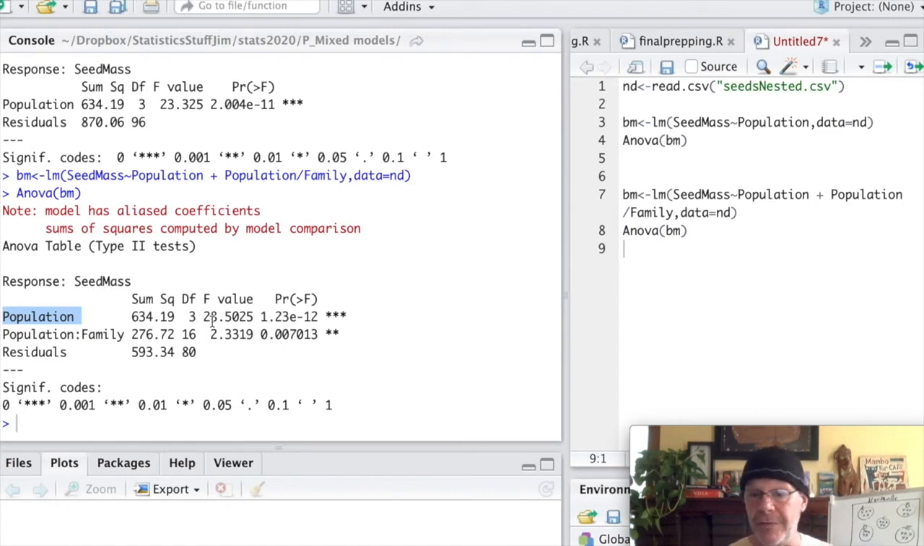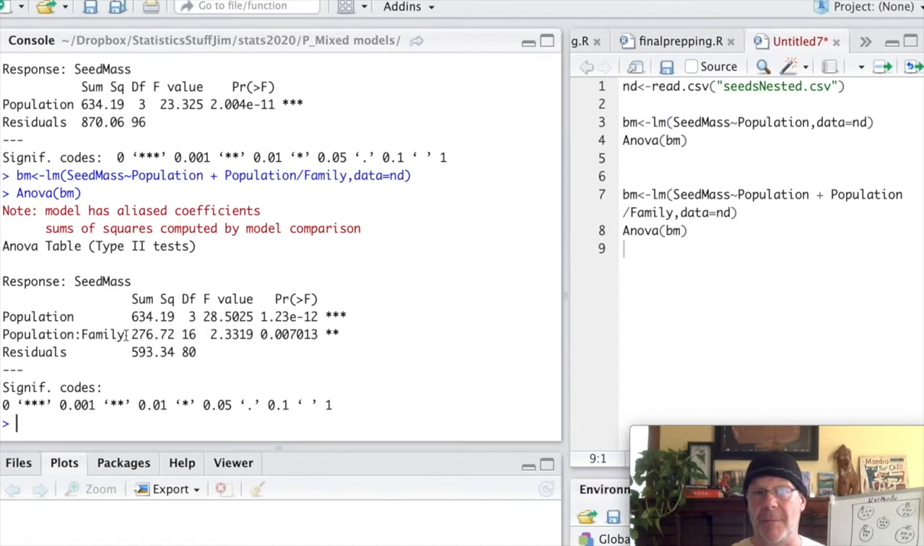Okay, so this is the part where the most frequent errors occur when people are analyzing these kinds of models, because it looks like this model is working fine. Notice here that it's saying that it has these alias coefficients. It's just kind of giving you a warning. The reason why it's giving you the warning is because of how the dummy coding is working in the background.